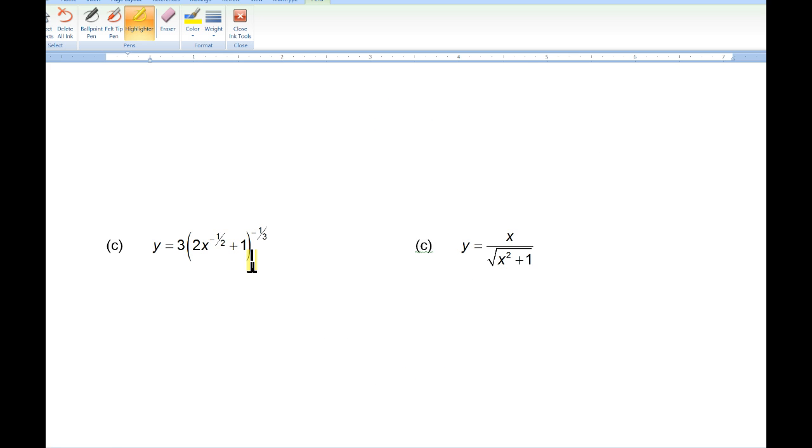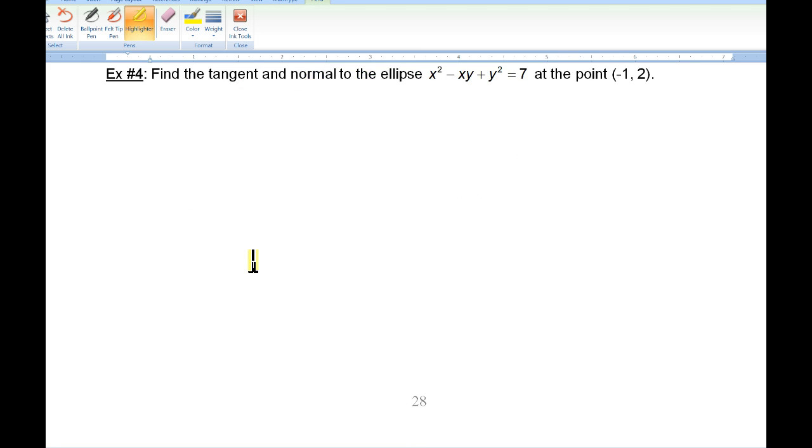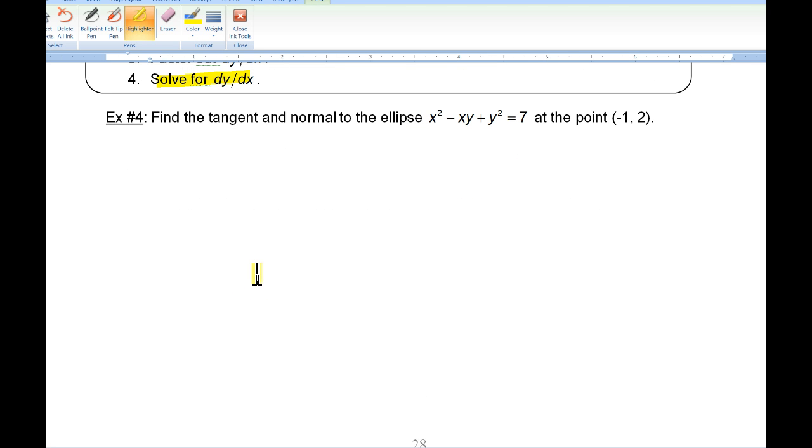All right, I'm just looking how much further we have. When we have to do the product rule, we have to do it here. Okay. So I'm going to do d dx of x squared minus xy plus y squared equals 7.